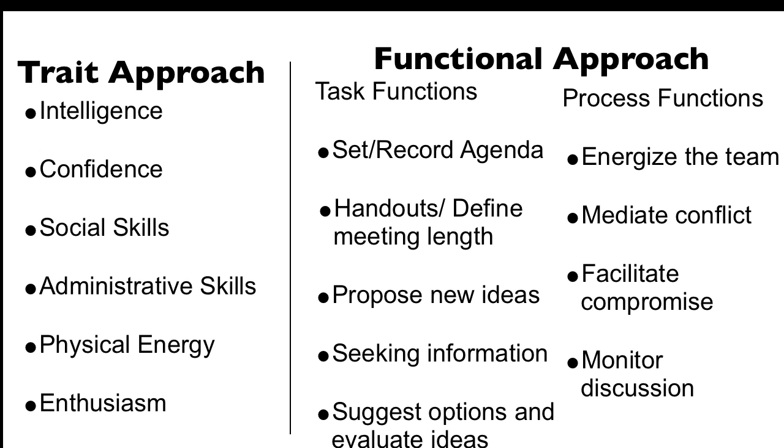Some examples of traits found in the trait approach might include intelligence, confidence, social skills, administrative skills, physical energy, and enthusiasm. The task and process functions found in the functional approach might include, for task functions, set and record agendas, the creation and dissemination of handouts, how long a meeting is, the proposal of new ideas, seeking information, suggesting options, and evaluating ideas. Process functions might include energizing the team, mediating conflict, facilitating compromise, and monitoring discussions.